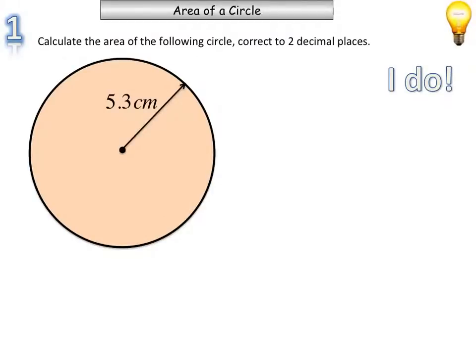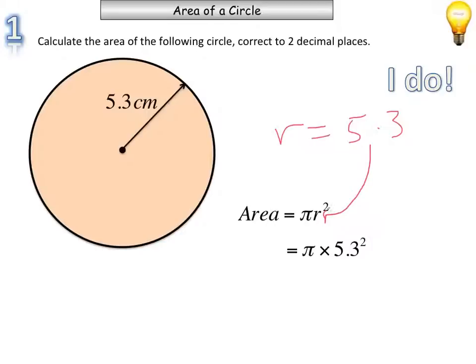Now let's apply that formula to this particular question. Because pi is an irrational number and it goes on forever and ever, we don't get a nice number, so we have to round these answers off. So this one says to 2 decimal places. Area equals pi r squared. The radius is 5.3, r being the radius. So that gets put in that region of the formula. Pi multiplied by 5.3 squared.